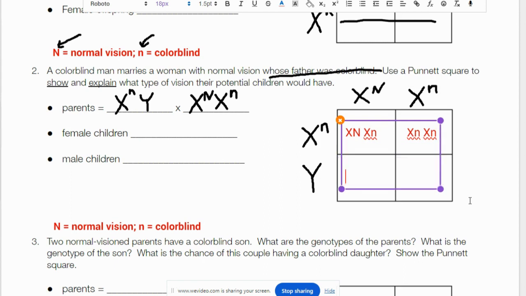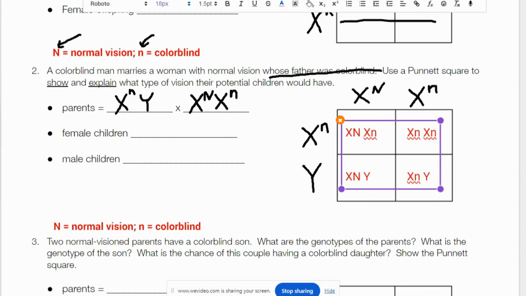And then here come the sons. This one from mom gets the X, big N, normal allele, and from dad, Y, nothing. Don't put anything on the Y, it's too small. Normal vision male. And then this male over here, from mom, he gets the X, little n, colorblind allele. From dad, he gets the Y, nothing, and voila.